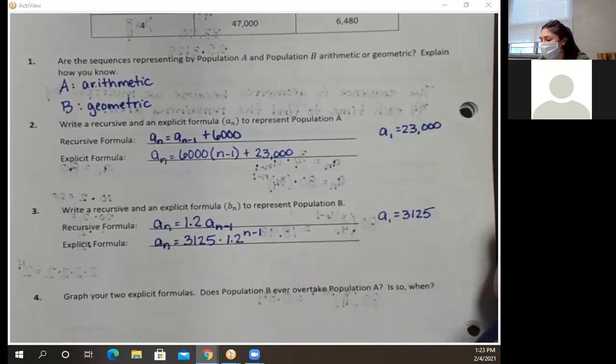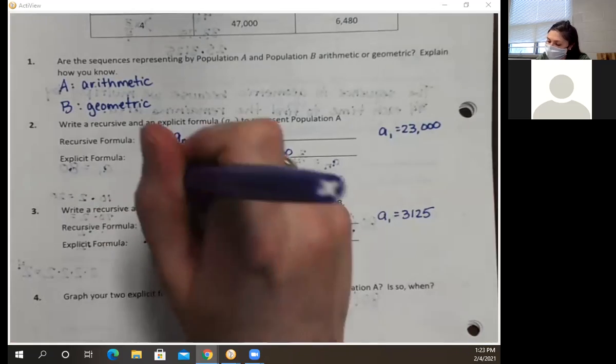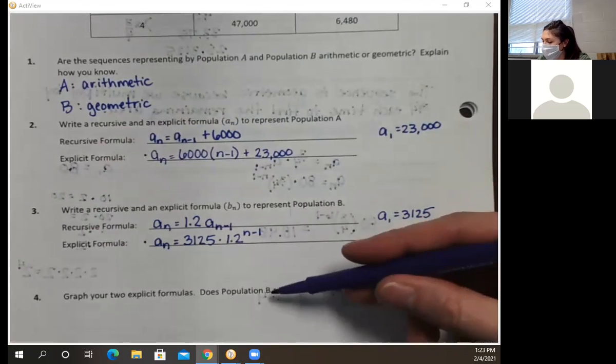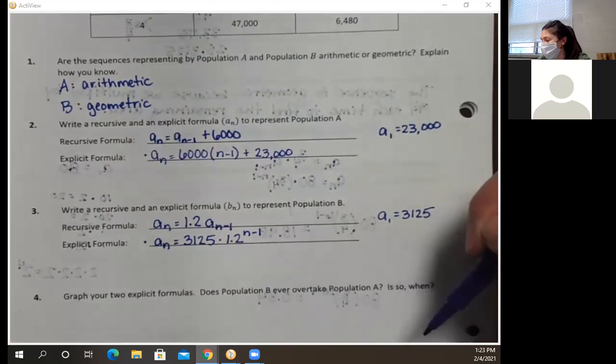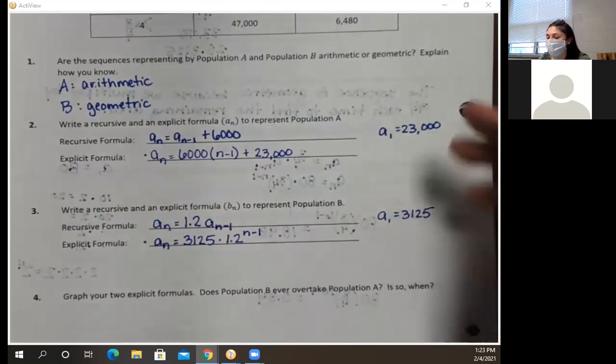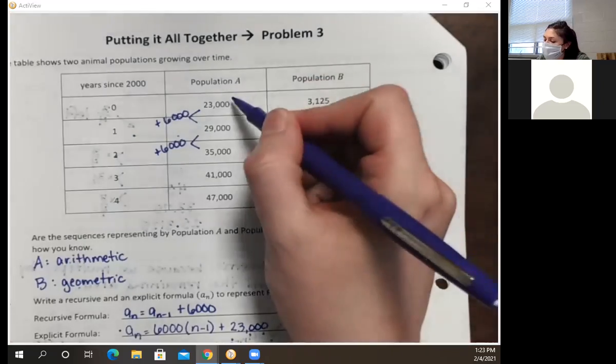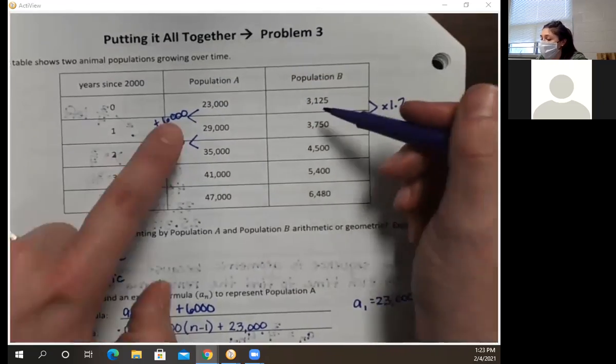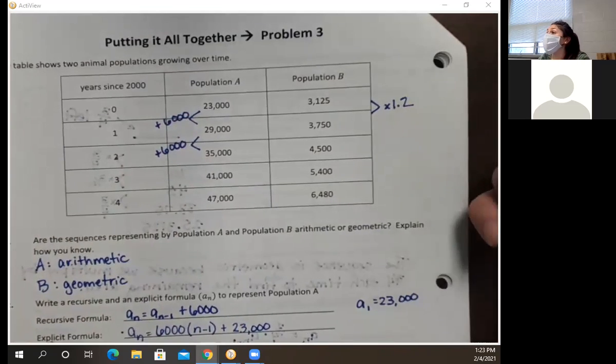Number 4 says graph your explicit functions. That would be this guy and this guy. And what it wants to know is, does population B ever overtake or exceed population A? So if I take a look at my table, population A starts significantly higher than population B. They're both growing, but at different rates.